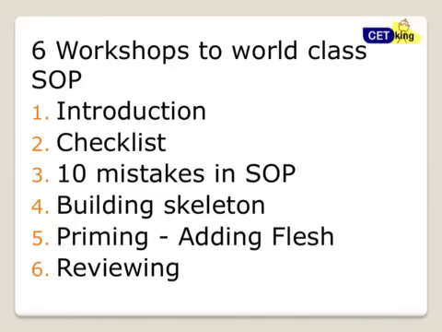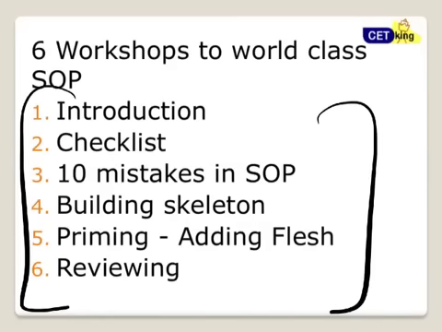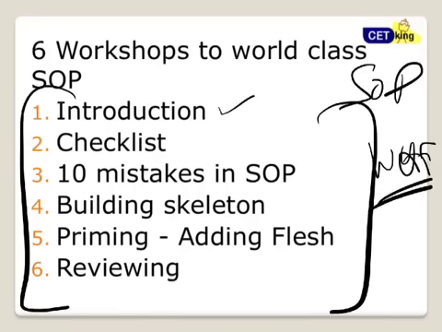Just to summarize, if you are joining us for the workshop, in total you get these 6 workshops for the SOP only. Similarly, you will get 11 workshops for the VAT. So the introduction, then we'll move to the checklist, then the 10 mistakes, building the skeleton, priming, adding flesh, and reviewing the essay. All these workshops will be part of the Cetking program.